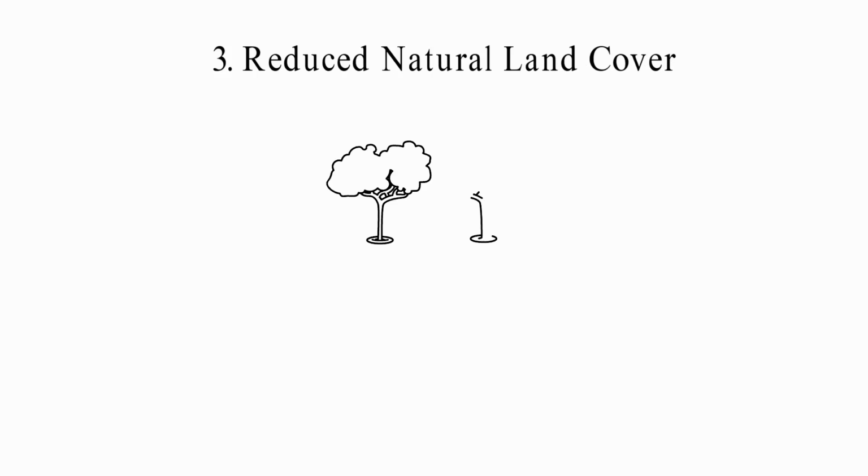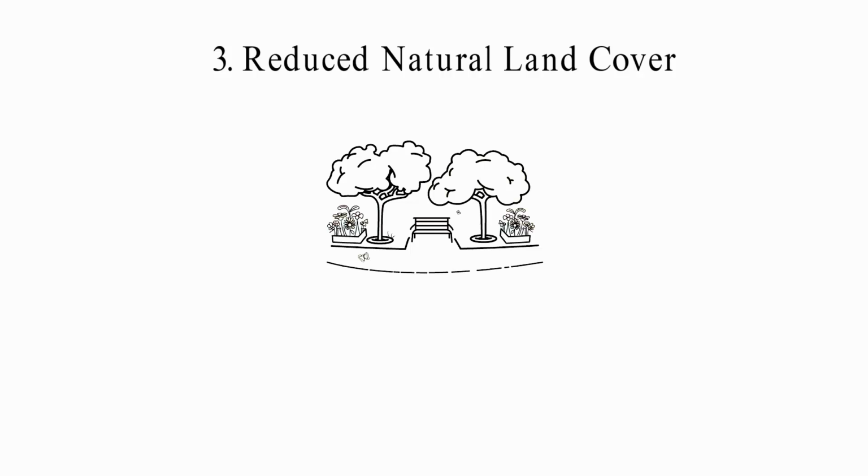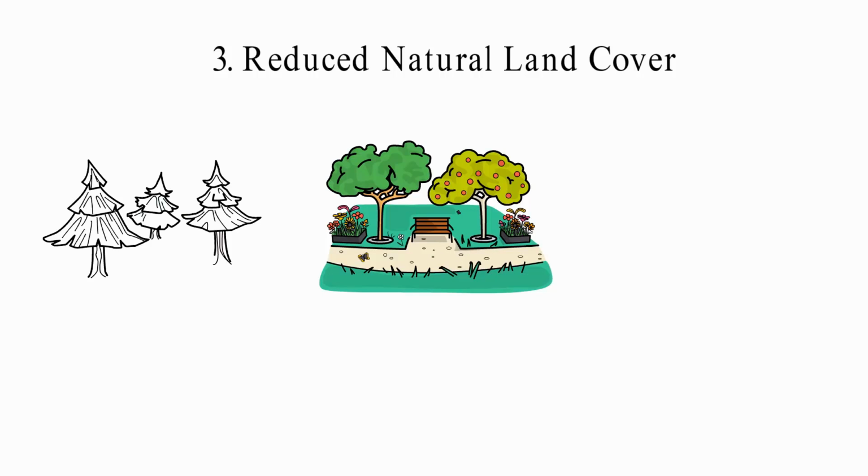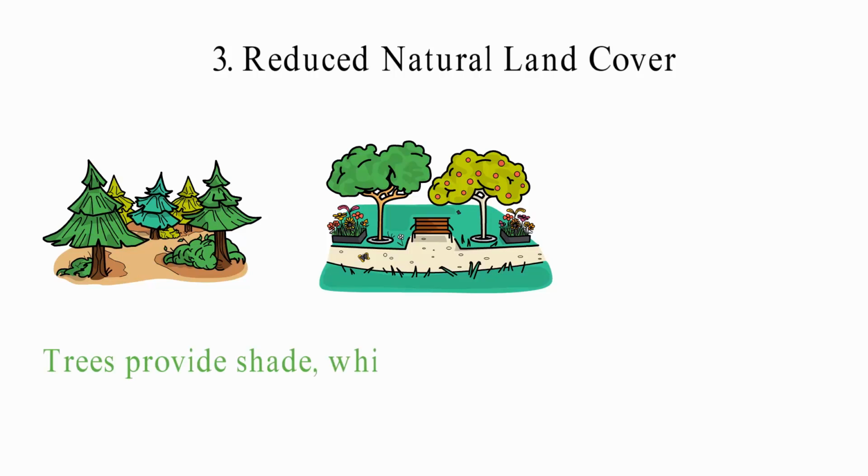3. Reduced natural land cover. The natural land cover is made up of trees and other plants in a certain place. Plants play an important role in regulating the temperature. Terrestrial green plants use a process called transpiration to send water vapor into the air. This slows down the temperature, especially in areas with a lot of trees. In addition, trees provide shade, which lowers the temperature around them.